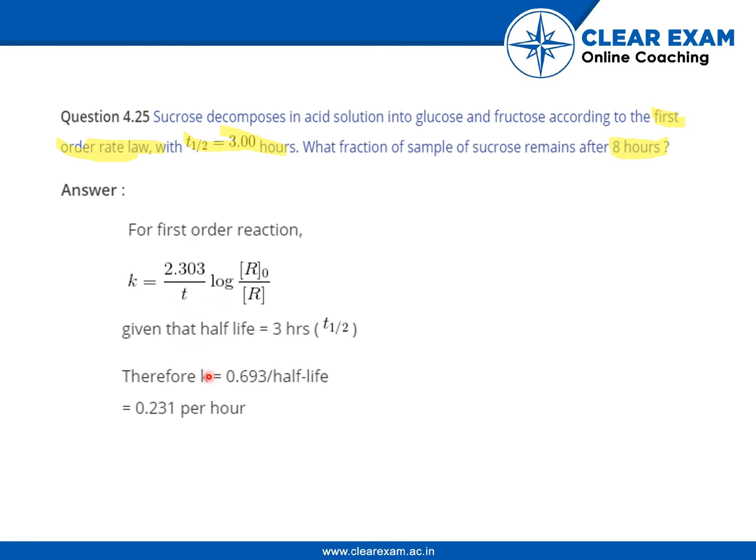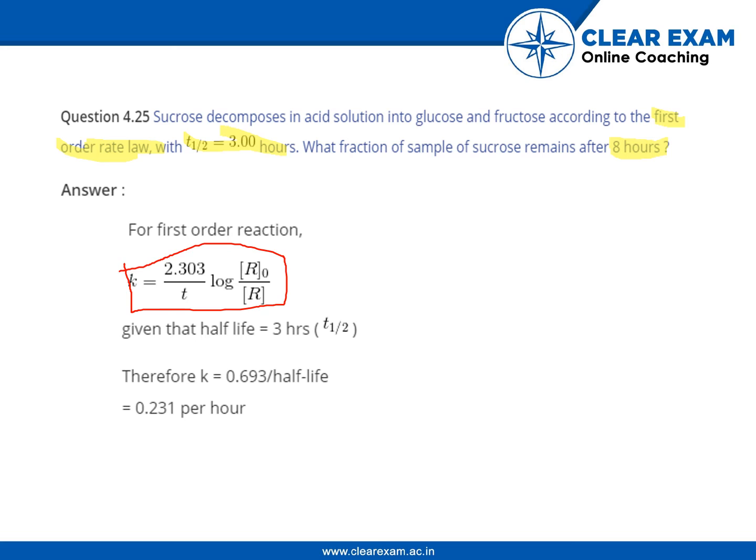Okay, so we have been given that the half-life is equal to 3 hours. Here it is given. I have written T half also here. Therefore, K is equal to 0.693 divided by half-life. How did we get this relation? It is very simple. Look at this equation.